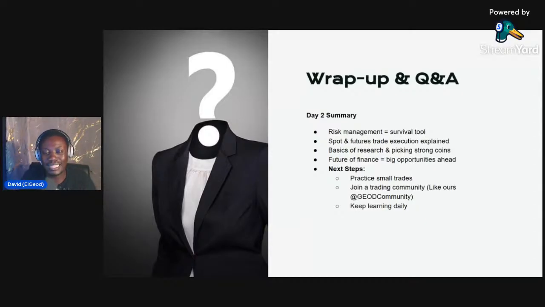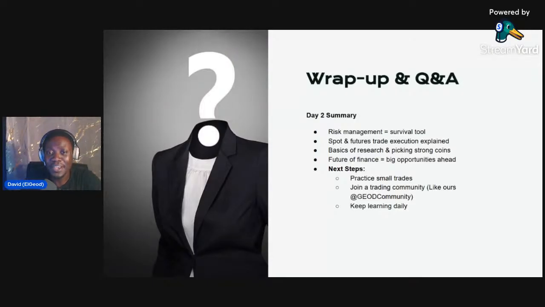We've just, in essence, discussed risk management, which is a survival tool for trading. We've discussed futures trading, and of course we've done some executions to explain what this is all about, and we've shown the basics of research and how picking coins goes, because all of those are done on CoinMarketCap, and the same thing applies to how we've opened our understanding to the future of finance and the big opportunities that lie ahead.